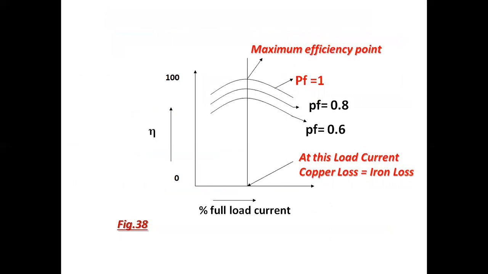Now see the diagram, that is percentage full load current and efficiency, with power factor: unity power factor, 0.8 power factor, 0.6 power factor. This is the maximum efficiency point at unity power factor, and at this load current, copper loss equals iron loss.